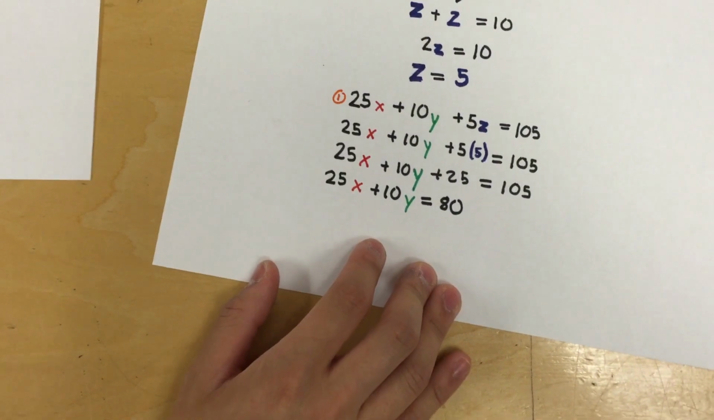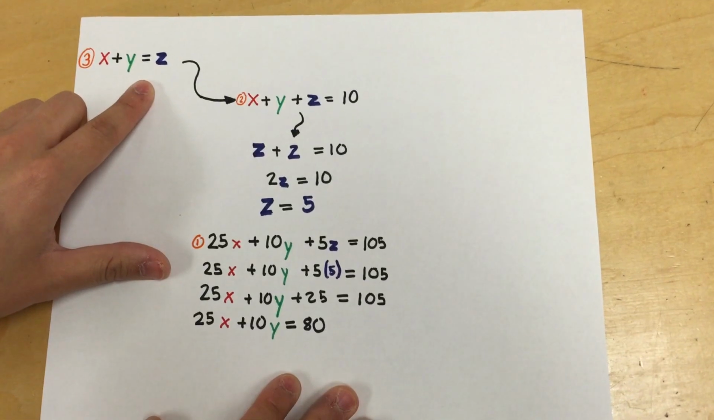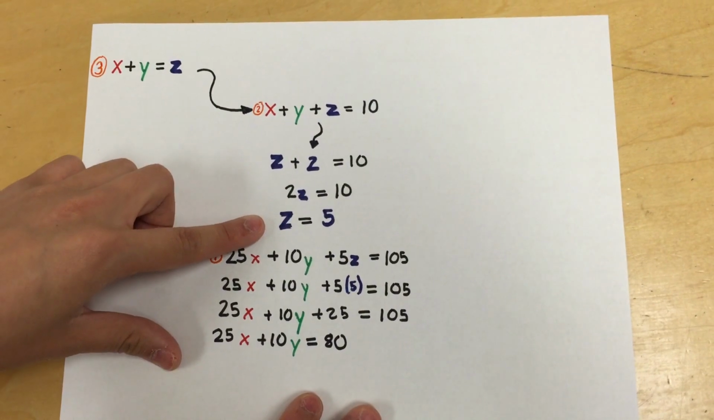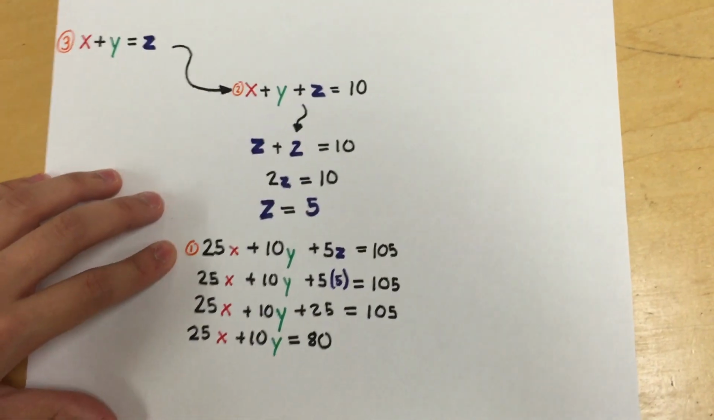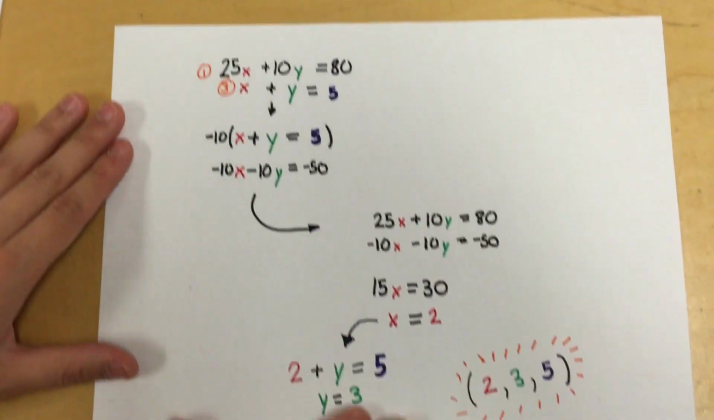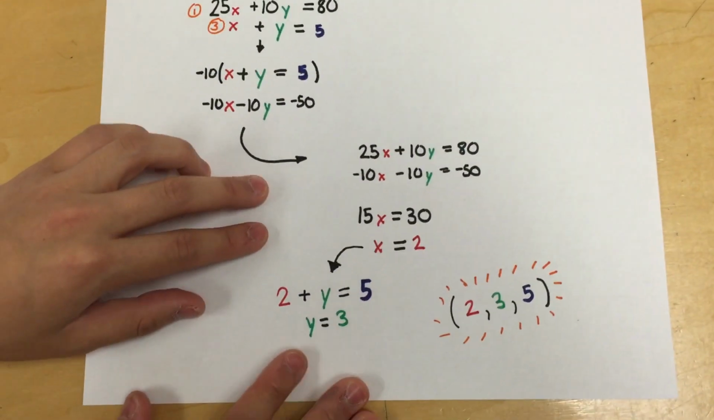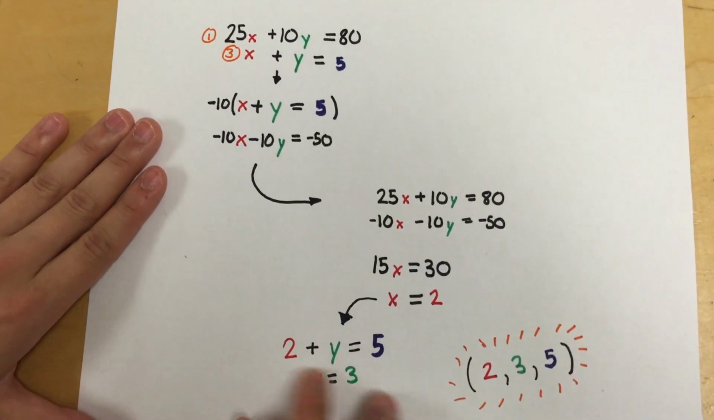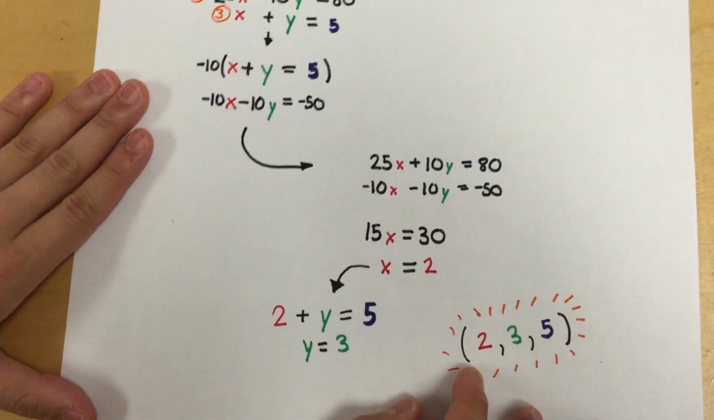From here, we can begin solving the equations. As you can see, x plus y equals z can be plugged into this equation to get two z's as opposed to x plus y plus z. From here we can solve that z equals 5. Then we can plug z back into the first equation and get a simpler equation. From here, we will subtract and find additive inverses between equations 1 and 3, and then we would solve to get x equals 2. x plus y equals 5. 2 plus y equals 5. So y must equal 3. The solution is 2, 3, and 5.